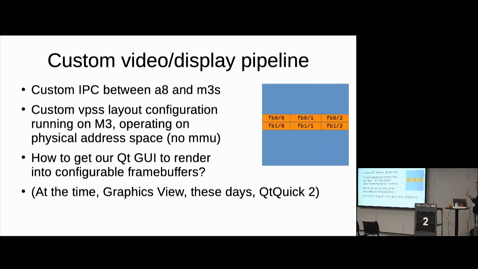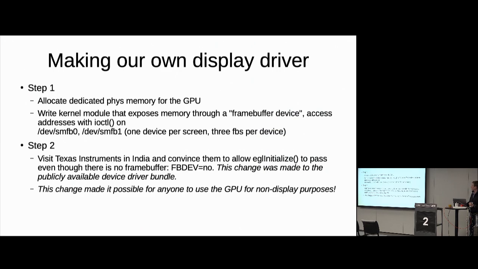So the A8 core Linux kernel was running with virtual memory, and the entire rest of the system was running with physical memory. So how do you get the Qt high-level framework to render using a GPU onto these frame buffers? At the time, we were using Graphics View. I don't know if anyone's familiar with Qt. It's not so important. Today, we're also shipping software on the same device, and we're using QtQuick 2. So hold your breath.